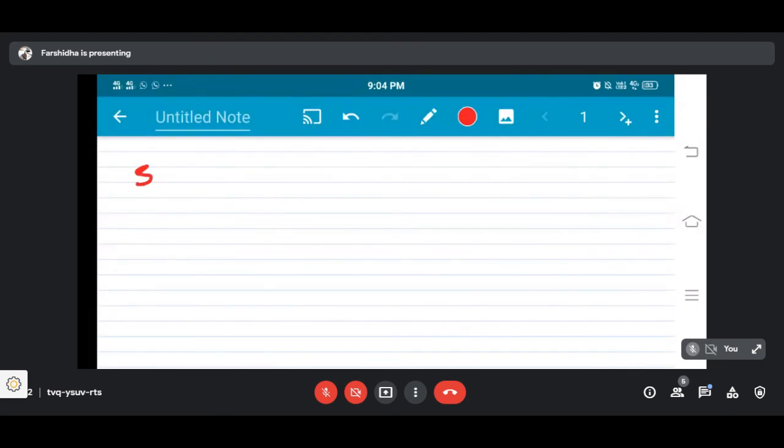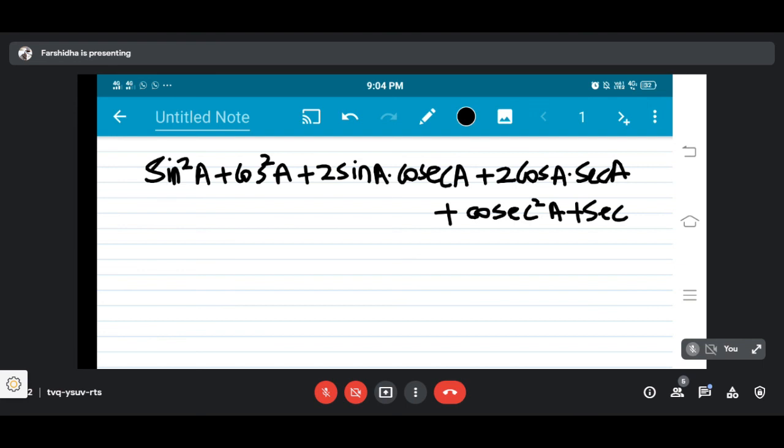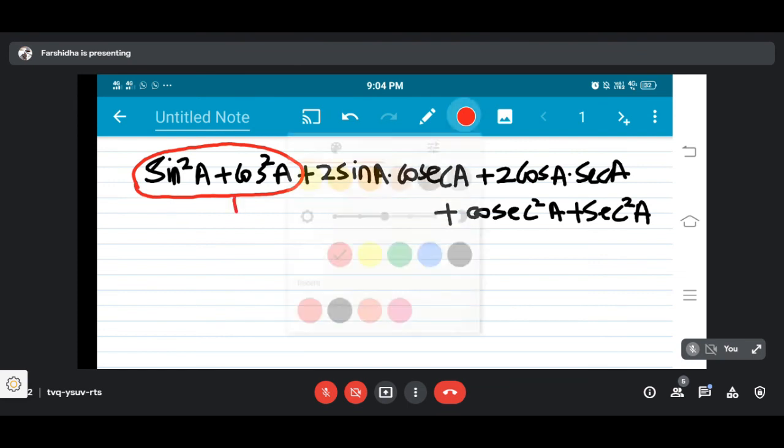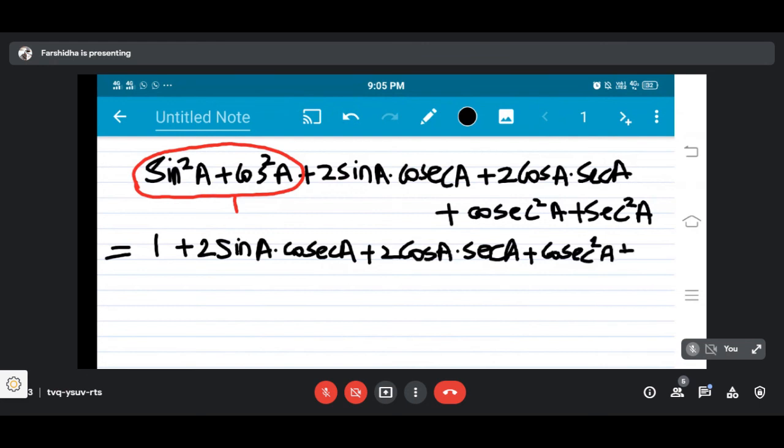Okay, so you got sin square A plus cos square A plus 2 sin A cosec A plus 2 cos A sec A plus cosec square A plus sec square A. That means in the next step you can write sin square A plus cos square A equal to 1. Okay, your next step will be 1 plus 2 sin A cosec A plus 2 cos A sec A plus cosec square A plus sec square A.